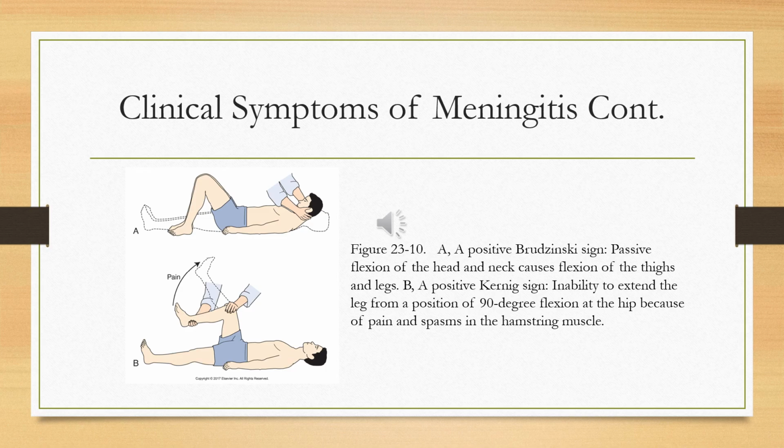Now with Kernig's sign, you place the person in a supine position. Then you flex the leg at the hip and knee, then straighten the knee. Pain or resistance might suggest meningitis for this patient as well.